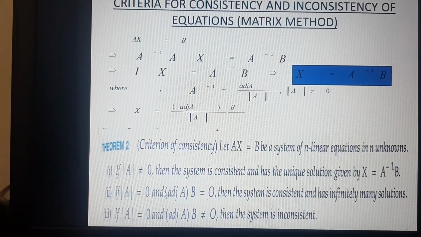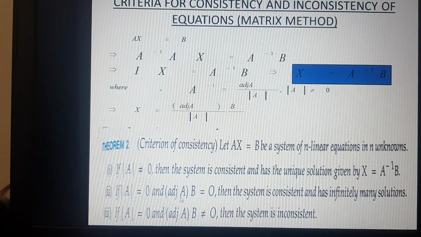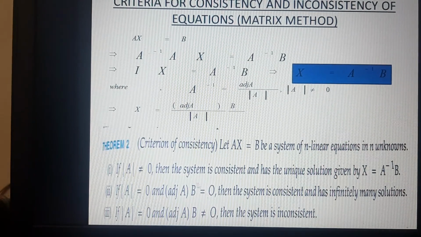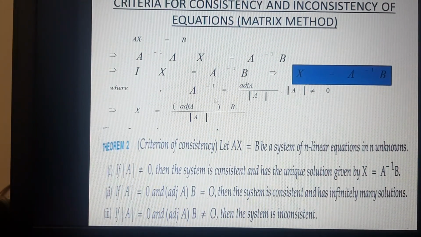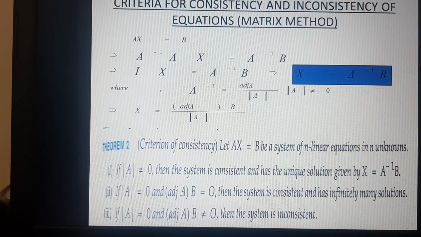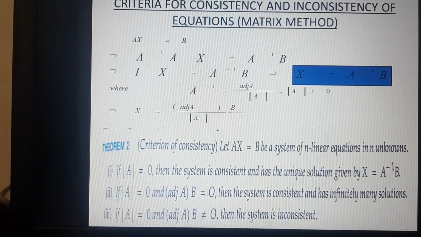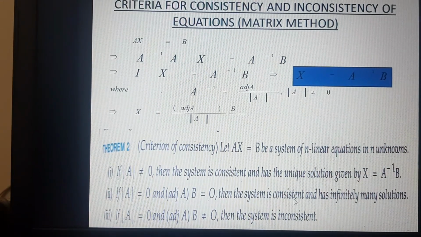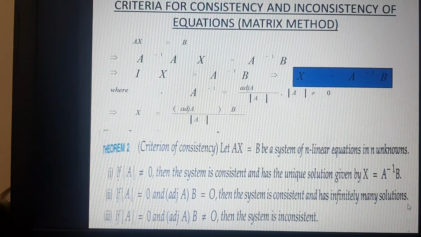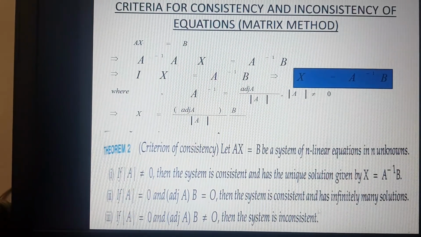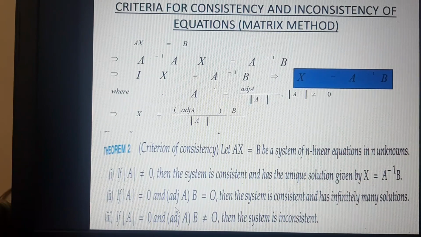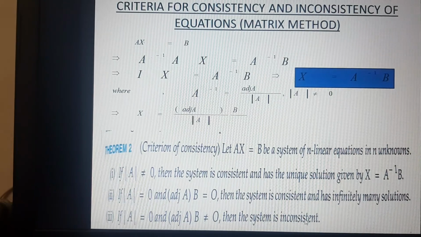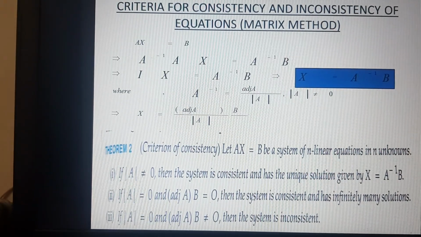If the determinant of A is equal to 0, then we have to check the numerator, that is adjoint of A into B. Adjoint of A we know how to find, and then we multiply by B. Because both are matrices, we will get a matrix. If we get a null matrix, O represents null matrix, then the system is consistent and it has infinitely many solutions. But if adjoint of A into B is not equal to a null matrix, then the system is inconsistent, that is, it has no solution. So these are the three criteria in the matrix method.